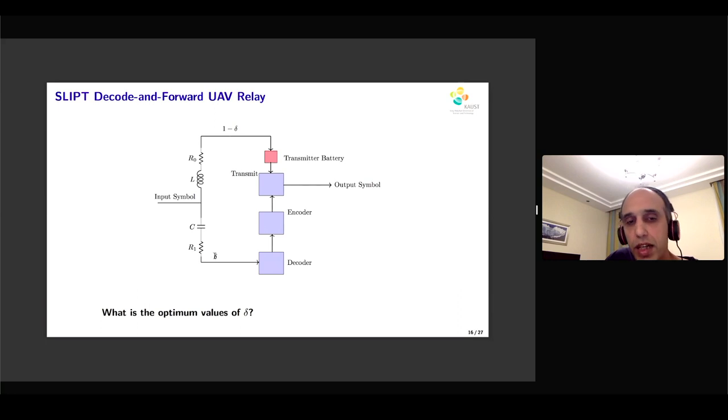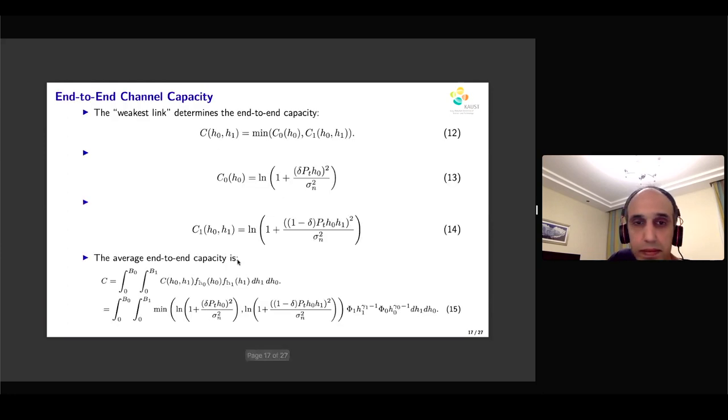And conversely, if delta is very small, then of course you have all the power in the transmit block, so your relay destination channel will improve, but your source relay channel will suffer. So we have to find an optimal value of delta that will enhance the system performance. So these are the expressions.